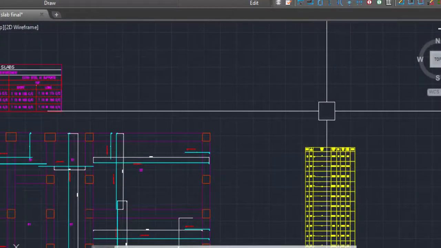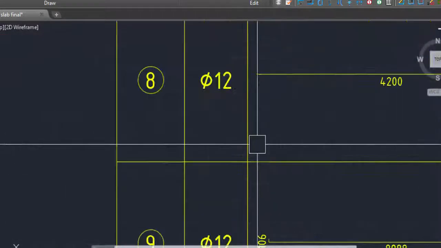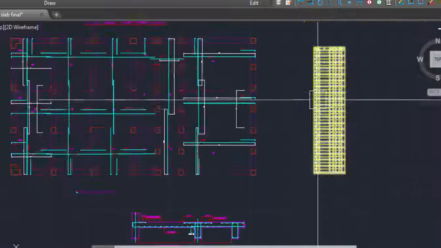Okay, do not overburden yourself when you see any detail. You just focus on the important things: what is the bottom bar, what is the distribution bar, what is the main bar, what is the top extra bar. Once you know that, then you will move to the overlap and what is the bend. Once you know this, take your time, think about the drawing, understand every step of the drawing, then you will start estimating it.